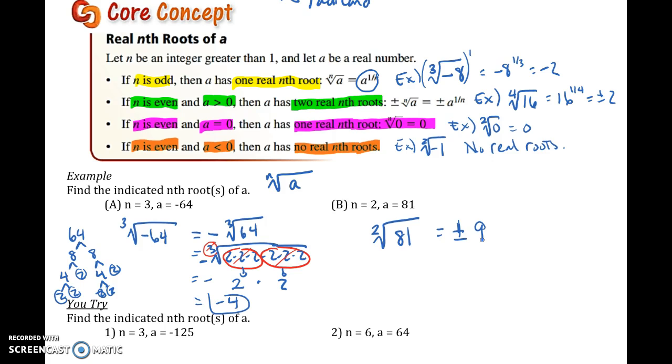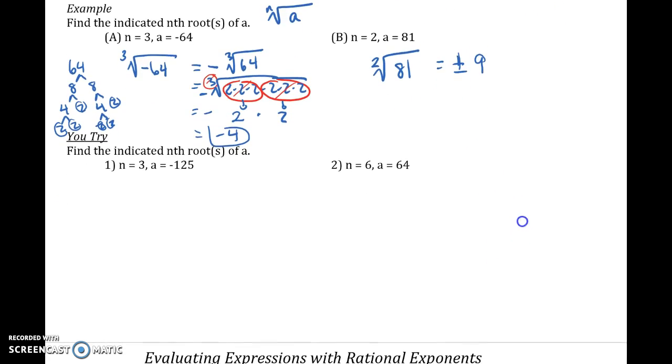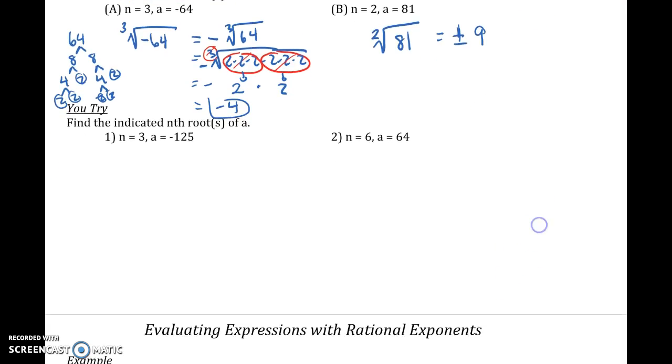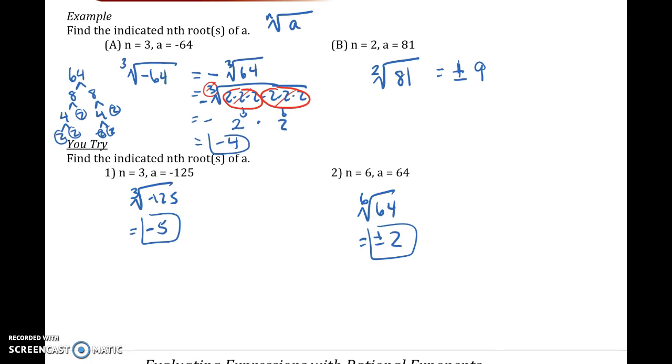Okay? So go ahead and try 1 and 2 using that nth root notation. And remember, go back and double check what kind of answers do we have? 2, 1, is it positive, negative, and whatnot. Okay? Let's go ahead and try 1 and 2. So check your work. Make sure for number 1 it's a negative 5, and number 2 it's plus and minus 2 because we have 2 possible solutions.